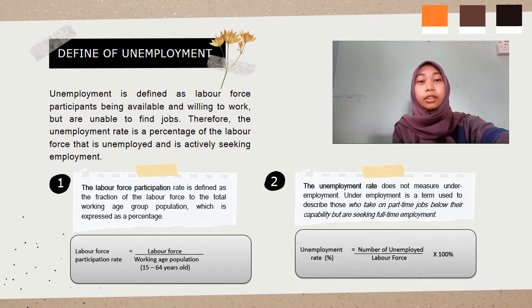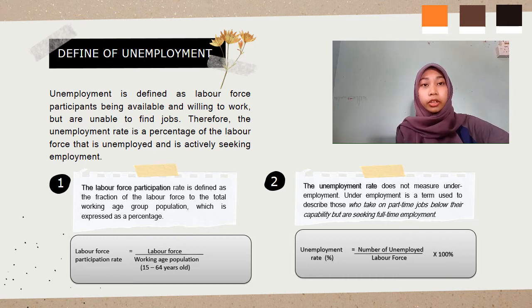The definition of unemployment. Unemployment is defined as labor force participants being available and willing to work but unable to find jobs. Therefore, the unemployment rate is the percentage of the labor force that is unemployed and actively seeking employment. The labor force participation rate is defined as the fraction of the labor force to the total working age group population, which is expressed as a percentage. Labor force participation rate is equal to labor force per working age population from 15 to 64 years old.